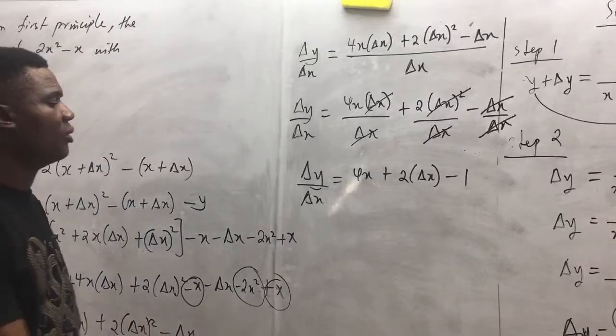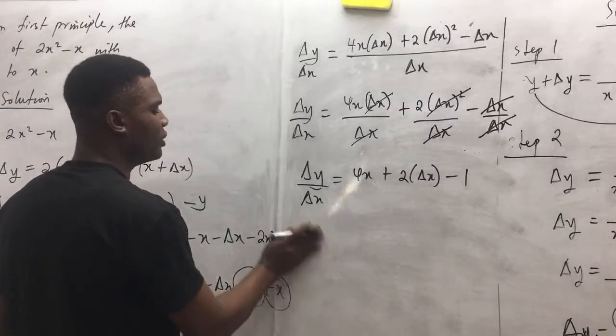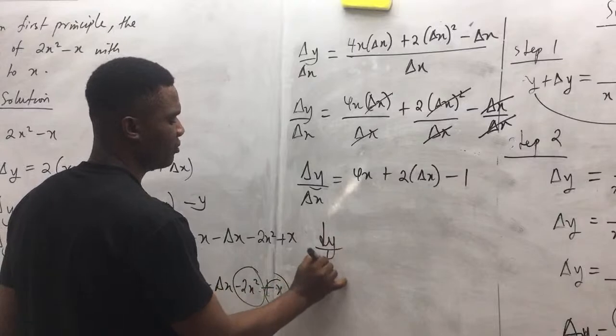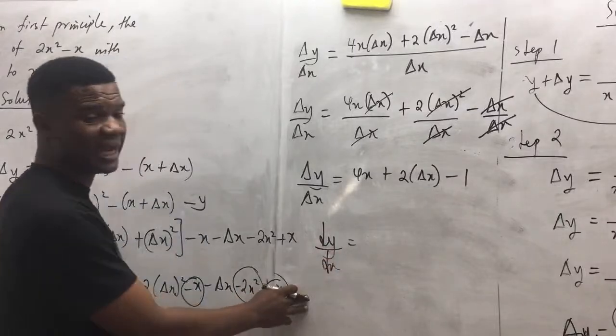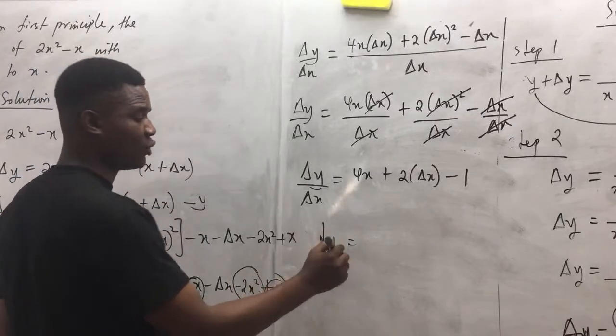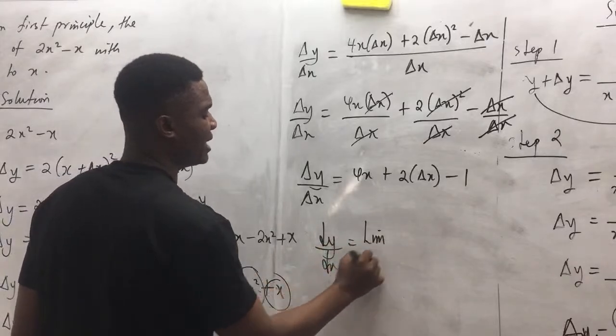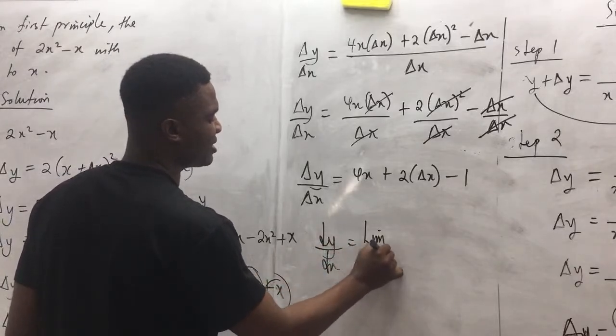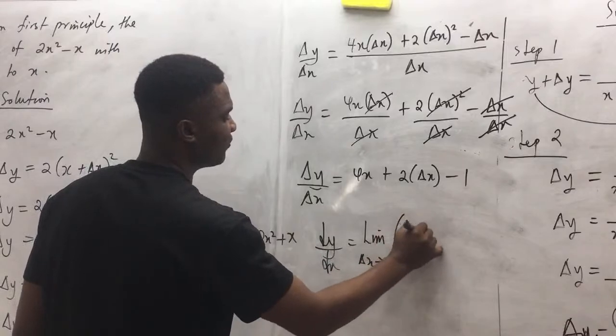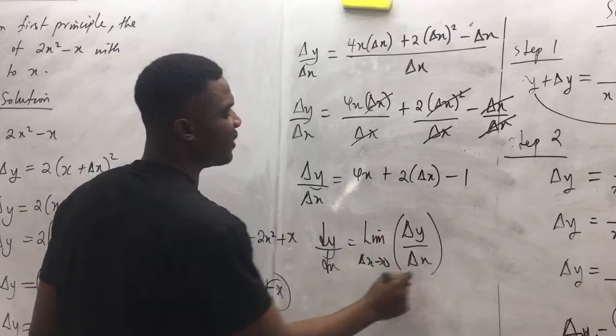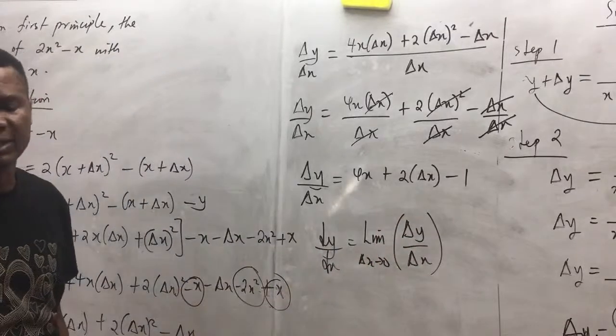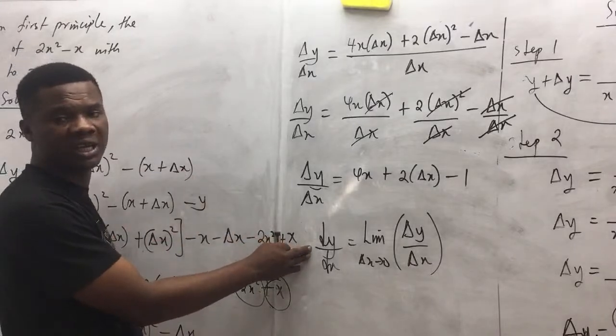Okay? Now, the next stage will be to obtain the derivative, which is dy dx. And how do you obtain dy dx? I've told you again, dy dx is the limiting value as change in x tends to 0 of the gradient function. So when you take the limiting value of your gradient function as change in x tends to 0, it gives what we call the derivative.